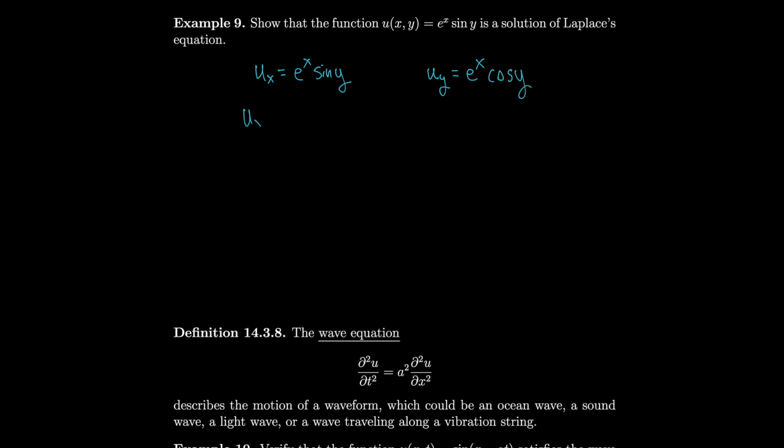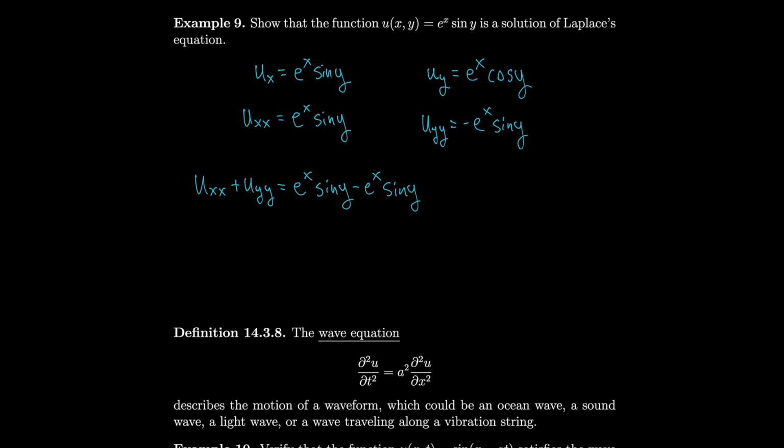Okay, let's take the second derivative now. With respect to x, again, you can take it as many times as you want. You'll still have e to the x sine y. And then we'll take this guy again with respect to y, and we get minus e to the x sine y, because we only have to worry about this because this is constant. Okay, let's add these guys together. So we get uxx plus uyy. Well, that's just going to be e to the x sine y minus e to the x sine y, which is 0. So it is a solution of Laplace's equation.